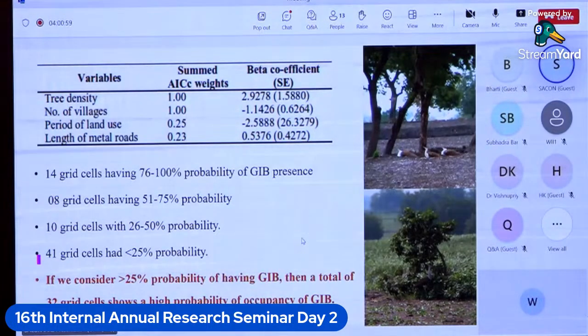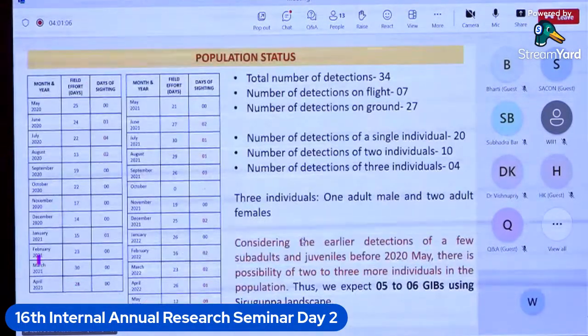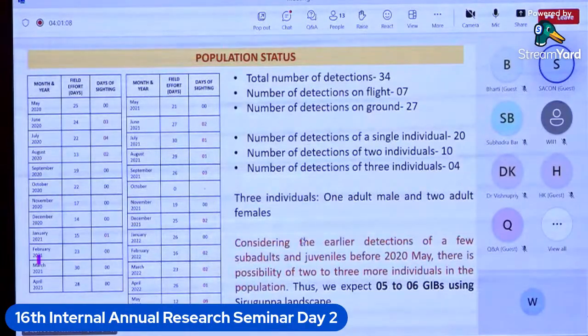32 grid cells show a high probability of GIBs based on these findings. Then those grid cells with high probability were selected and intensive monitoring was done.